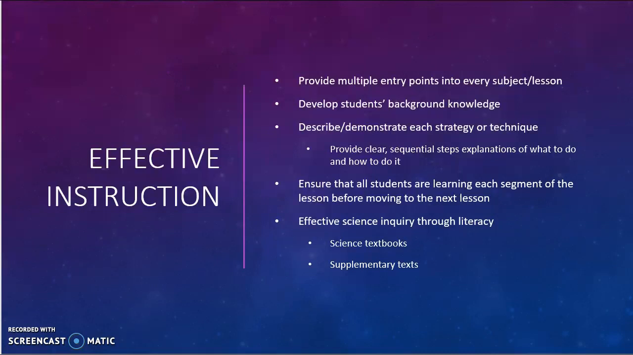This is where background knowledge, funds of knowledge come into play. Students have a set of skills, they have background knowledge that they can really contribute and bring to the table. And it's really important to acknowledge that. That goes hand in hand with developing students' background knowledge.